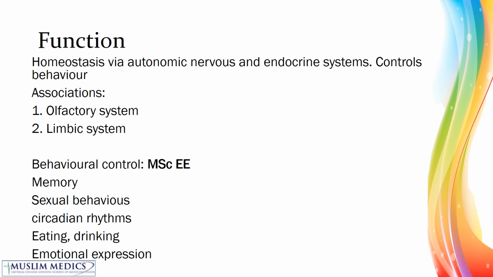So the main function of the hypothalamus is homeostasis, and it does this via two main systems. We have the autonomic system and the endocrine system. The hypothalamus has associations with the olfactory system and the limbic system, and we'll come back to these in a minute. A good way to remember what the functions of the hypothalamus are is using the masters in electrical engineering mnemonic. So the M is for memory, the S for sexual behaviors, circadian rhythms, eating and drinking, and emotional expression. These are all functions of the hypothalamus.